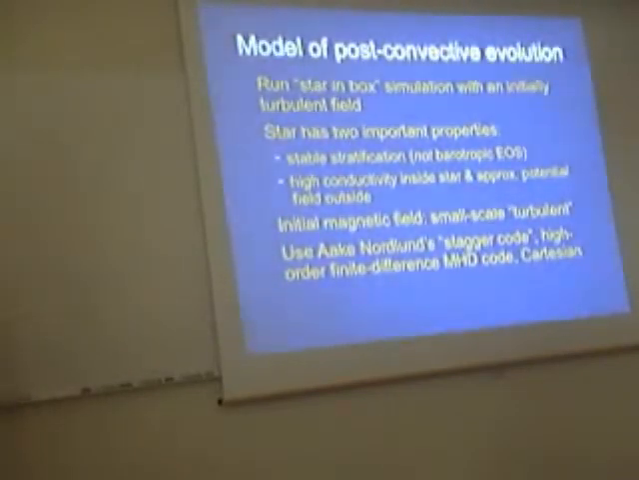And the initial magnetic field that I used for these simulations was something which you might expect to follow from a convective phase, so some kind of small scale random field. The code I was using was a Nordic stagger code, which is a finite difference MHD code using Cartesian coordinates, so I'm putting a spherical object into a square box, which makes things easier, whilst wasting some computational expense, but that seems to be a more convenient solution.